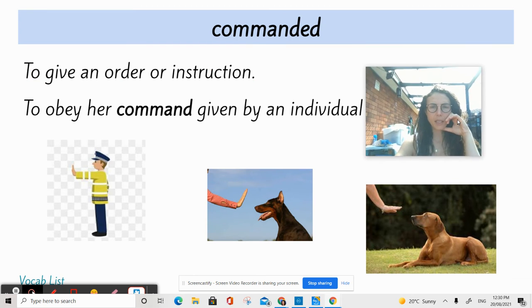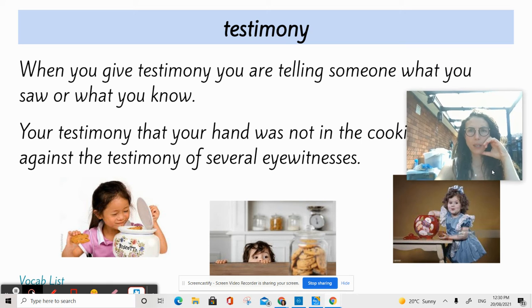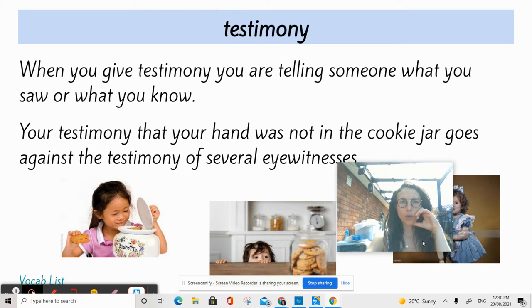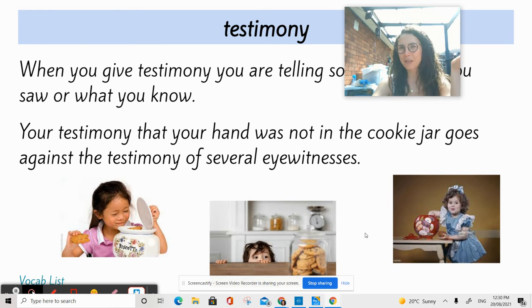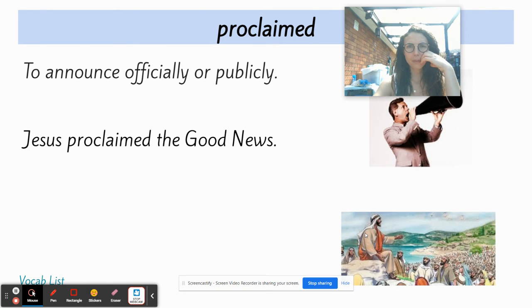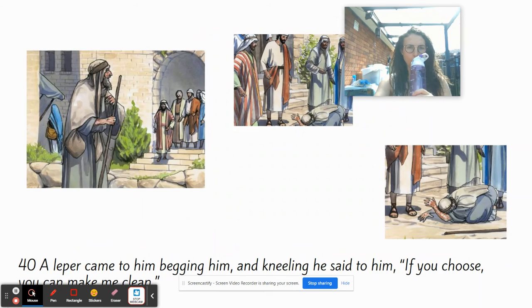A command is to give an instruction or an order. Testimony is when you are telling someone what you saw or what you know. So if you have a testimony, that's why they give a testimony at court. Proclaimed is to announce officially or publicly. For example, Jesus proclaimed the good news. Okay, and I'll just go back here.